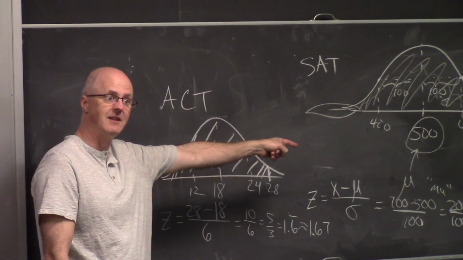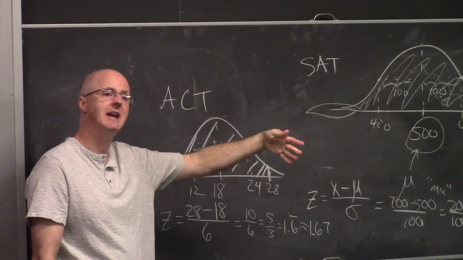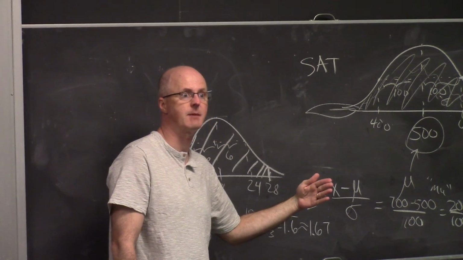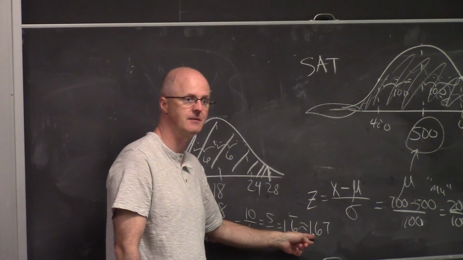So that's another way to tell that Cindy did better. She had a higher z-score. She was 2 standard deviations above the mean. Bobby was 1 2/3 standard deviations above the mean, about 1.67 standard deviations above the mean.